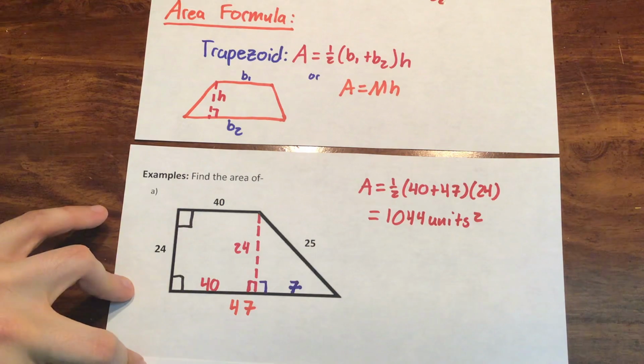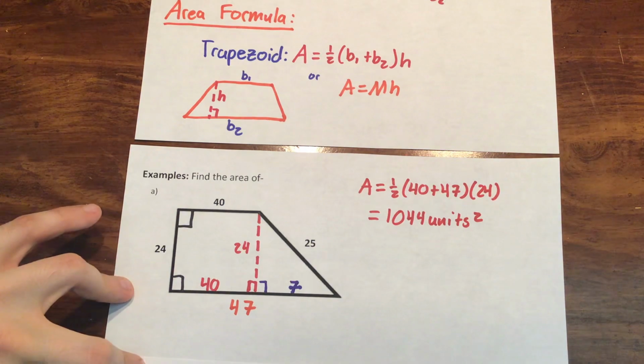And there it is for example 1 of the day. You've got to find a couple of things, solve for a couple of things, and in turn, you will find the total area.